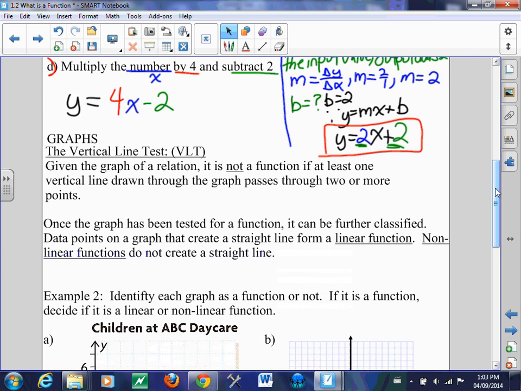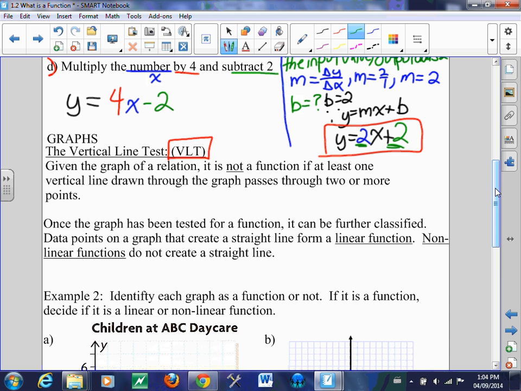Now, graphs. Graphs have a special way of determining if your relation is a function. We do something called the VLT, or vertical line test. On my unit test and on my exams, you can use VLT for short form. It's not like last year where you had EQO and you had to explain everything. I will understand what VLT means as long as you know it means the vertical line test. Awesome. So what does it tell us?